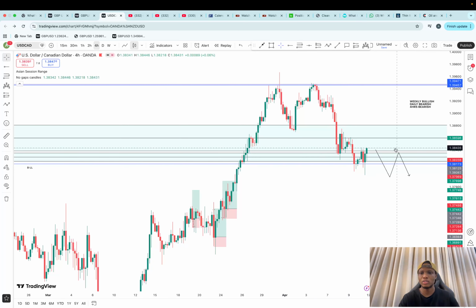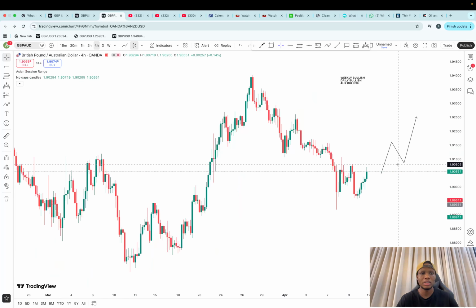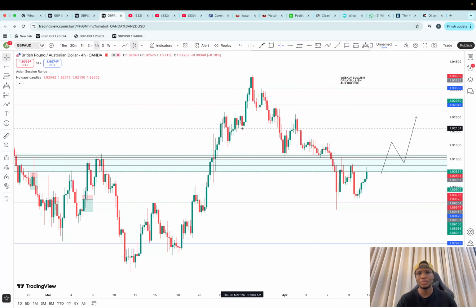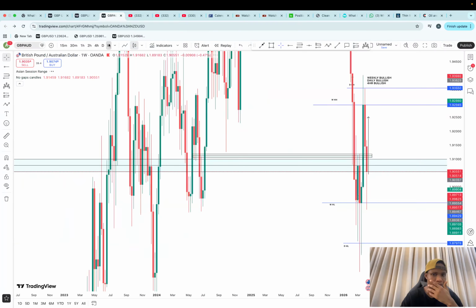Alright, so what I'm waiting for is a breakout retest. I'll be going in for a sell. The next market on my list, GBP AUD. Alright, GBP AUD, one of my favorite pairs.